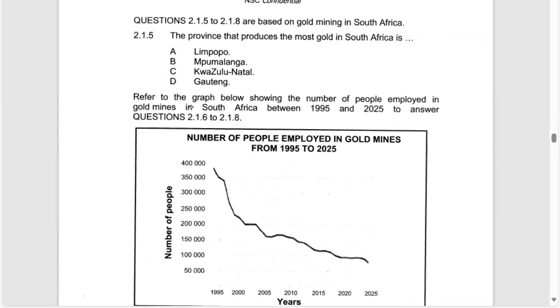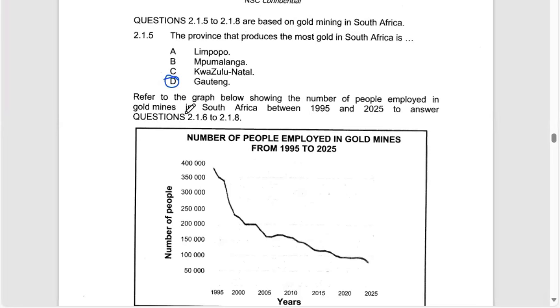2 and 5. The province that produces the most gold in South Africa is, most gold is from the city of Goli, which is Egoli in Gauteng. Though the reserves are declining, according to those who understand the history of Egoli, it was a city of gold, which means Joburg was developed primarily as a mining town, and the main mineral being mined was gold. So it's Gauteng as a province.